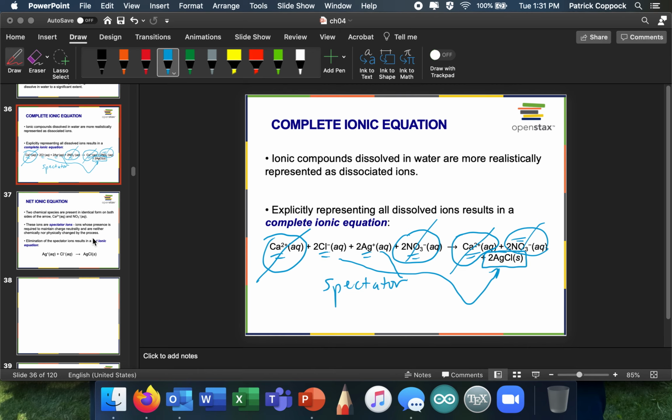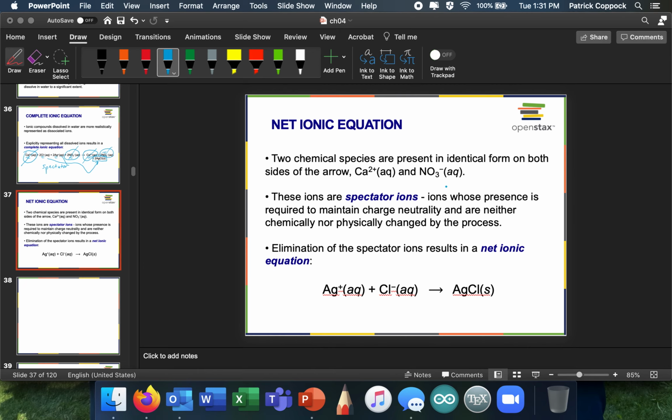And so that brings us to the final term. This is the complete ionic equation, and the final term is the net ionic equation. In a net ionic equation, the two species that are present in identical form on both sides of the arrow, calcium and nitrate, are simply crossed off. They're spectator ions, and their presence is only there to maintain charge neutrality. They don't do anything at all in the process besides keep charge balanced. Elimination of the spectator ions results in the net ionic equation.